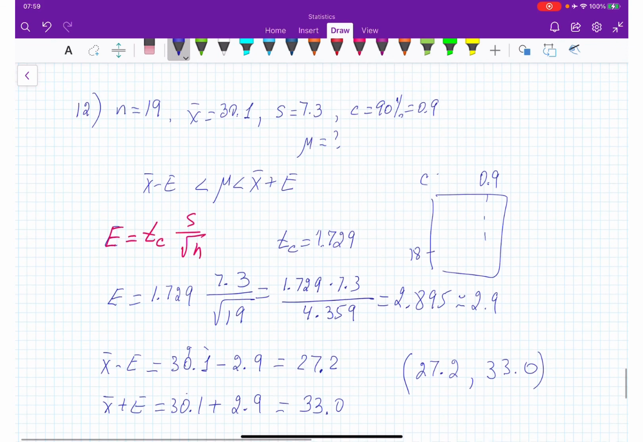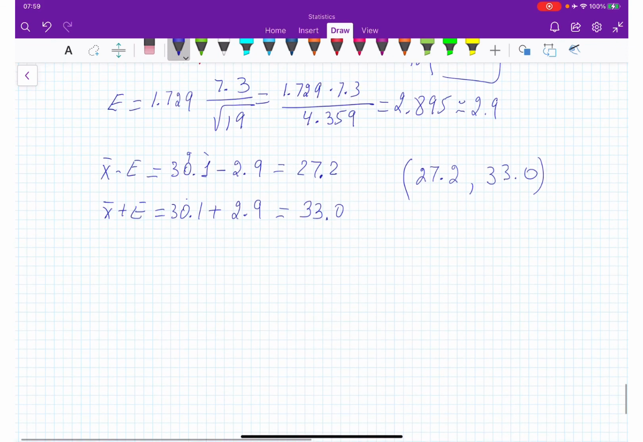Okay, moving to question number 13, which is moving to chapter 7.1. We're going to talk about hypothesis tests. A hypothesis test is nothing else but a claim, and you are testing whether the claim is going to be rejected. In statistical language we don't say accepted, we say fail to reject, which indirectly means accepted. Okay?